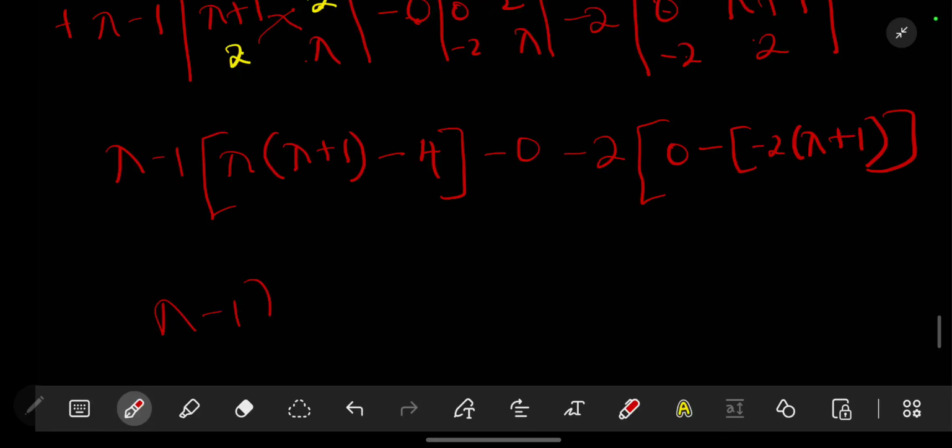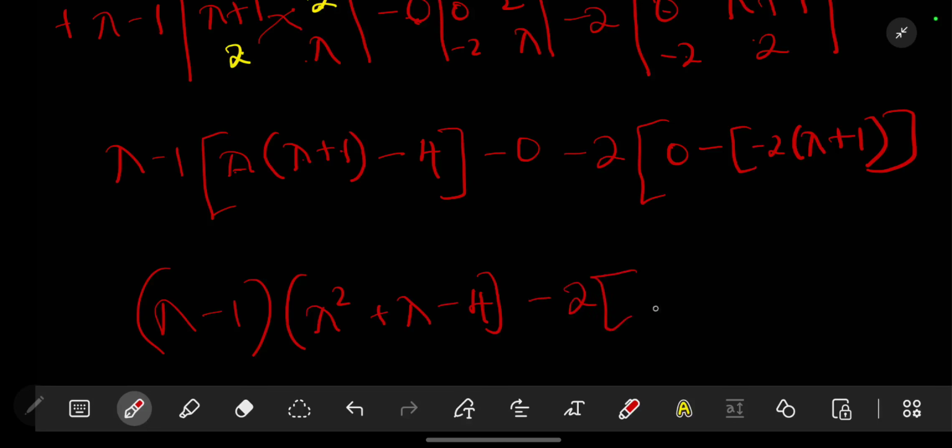So we have lambda minus 1, open brackets. In the brackets we have lambda by lambda, it is lambda squared. Lambda by 1, it will be plus lambda, minus the 4, like that. Then we have negative 2 times 0. Then we have a negative, like that. So negative by negative is positive. So we have positive 2, lambda plus 1, like that.